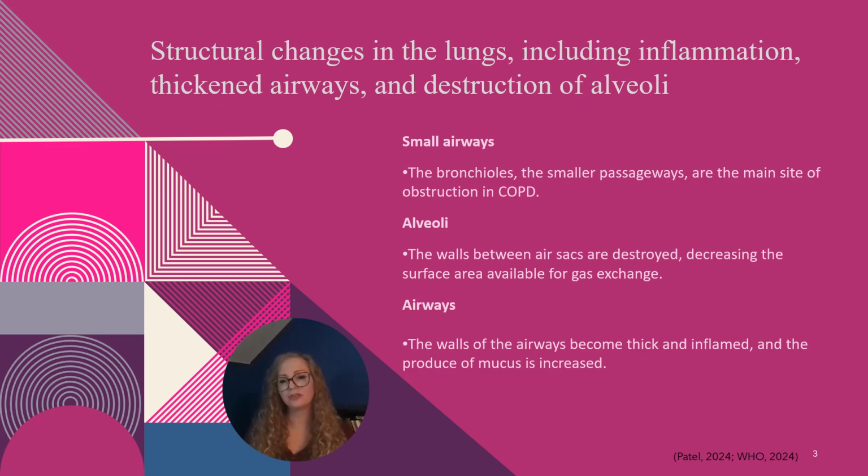There are structural changes that happen within the lungs with COPD. Typically, the bronchioles are where the site of obstruction is, and then the alveoli can be affected and have impaired gas exchange, and then also develop thickening of the walls and have tons of thick mucus.